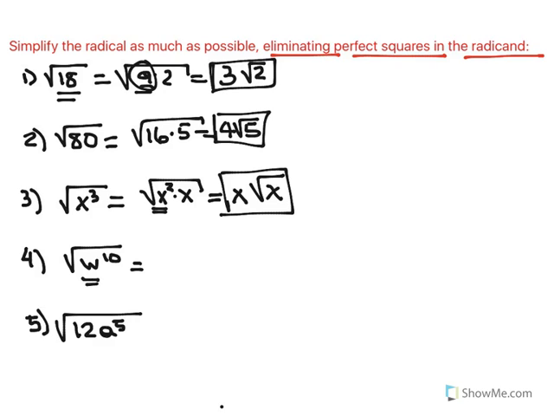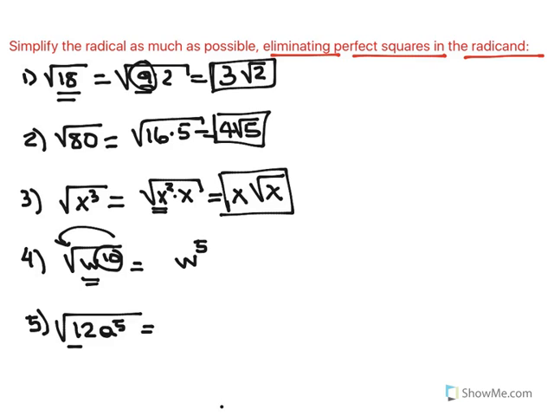What about the square root of w to the 10? Well, 10 is even, so the square root of w to the 10 is going to give me an expression with a whole number as an exponent. So I'm going to divide the 10 by the 2, and that's 5, so that's w to the 5.